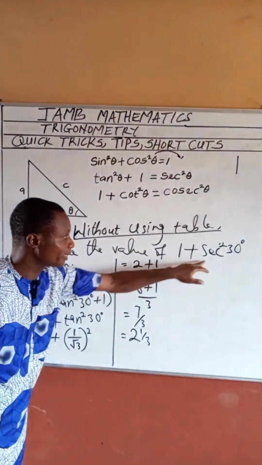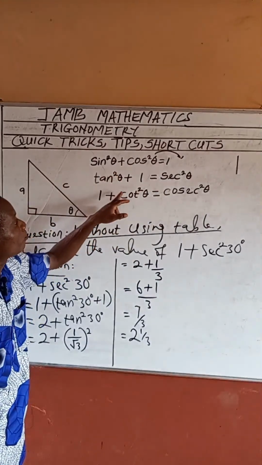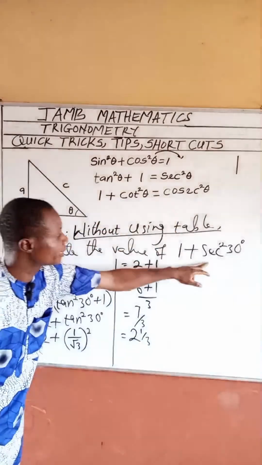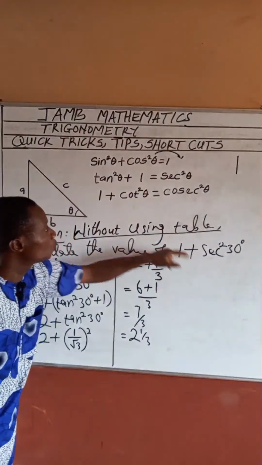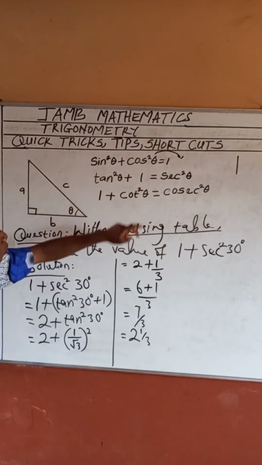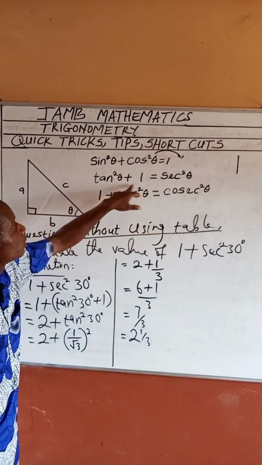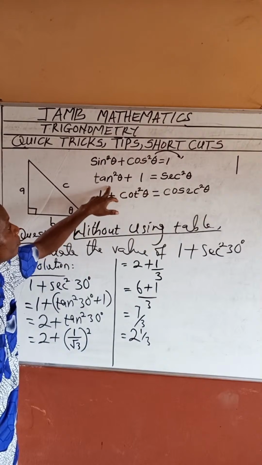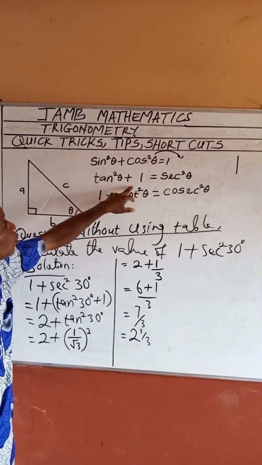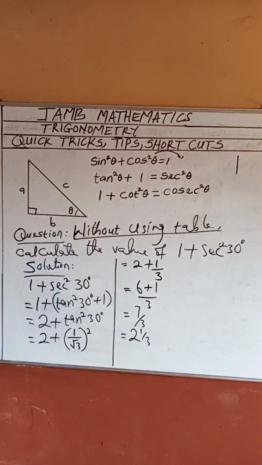Whenever you see 1 plus sec squared theta, look at it. 1 plus sec squared theta. This is sec squared theta. So sec squared theta means tan square theta plus 1. So when you find sec squared 30, it means 1 plus this. Tan square theta plus 1. So 1 plus this is equal to sec square theta. This is exactly what we are going to be doing.